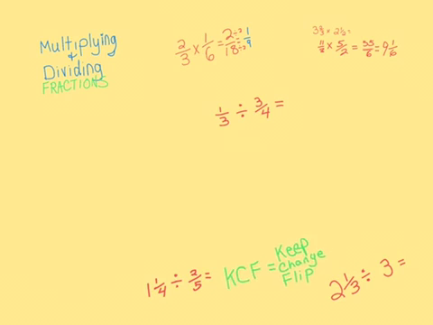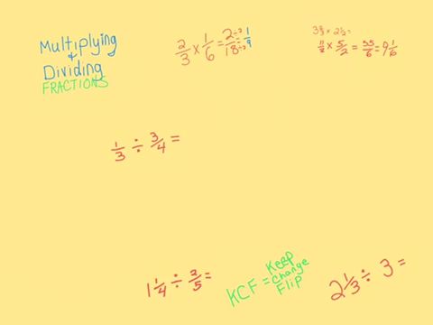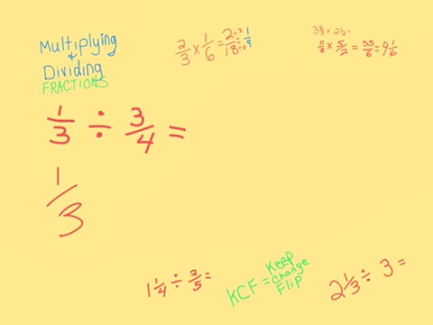Let's solve this problem. Okay, so 1/3 divided by 3/4. Since it's division, we're going to do keep, change, and flip. We are going to keep the first fraction as 1/3, change the division sign to multiplication, and flip the last fraction. So 3/4, if I flip it, I have 4/3.